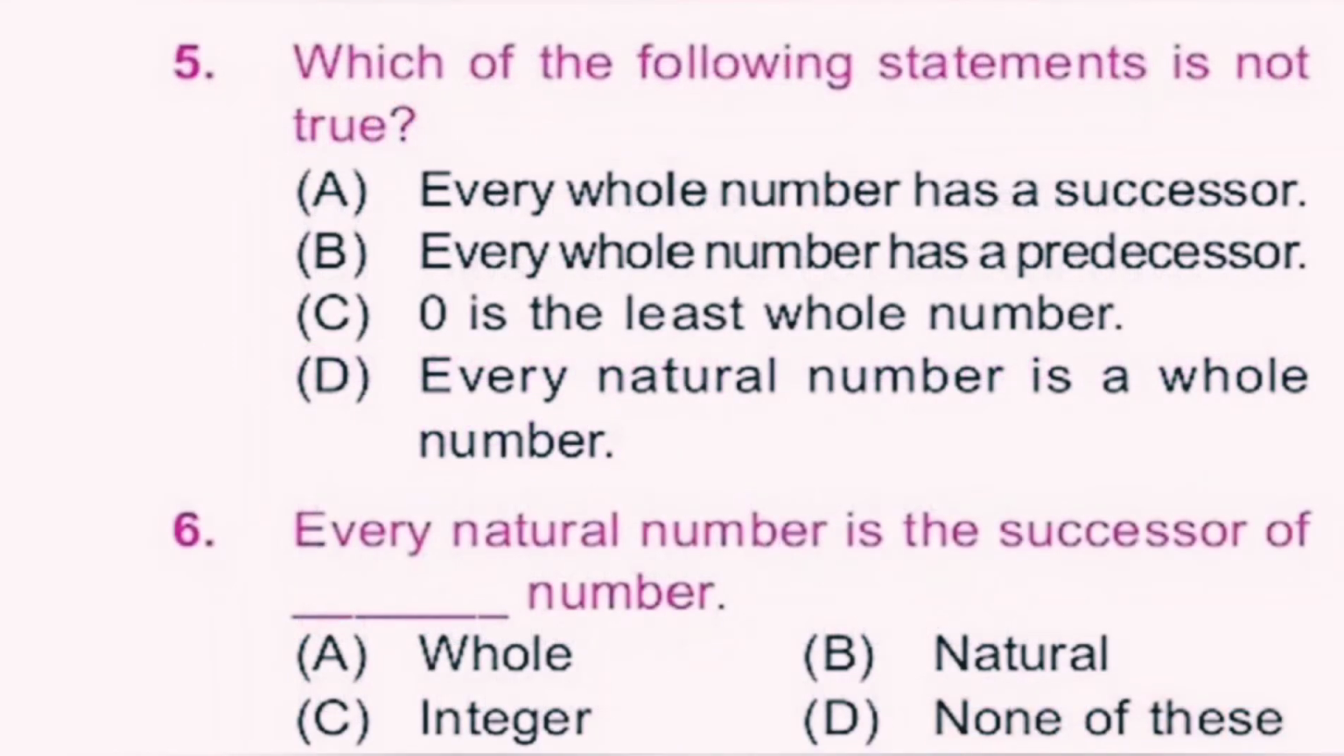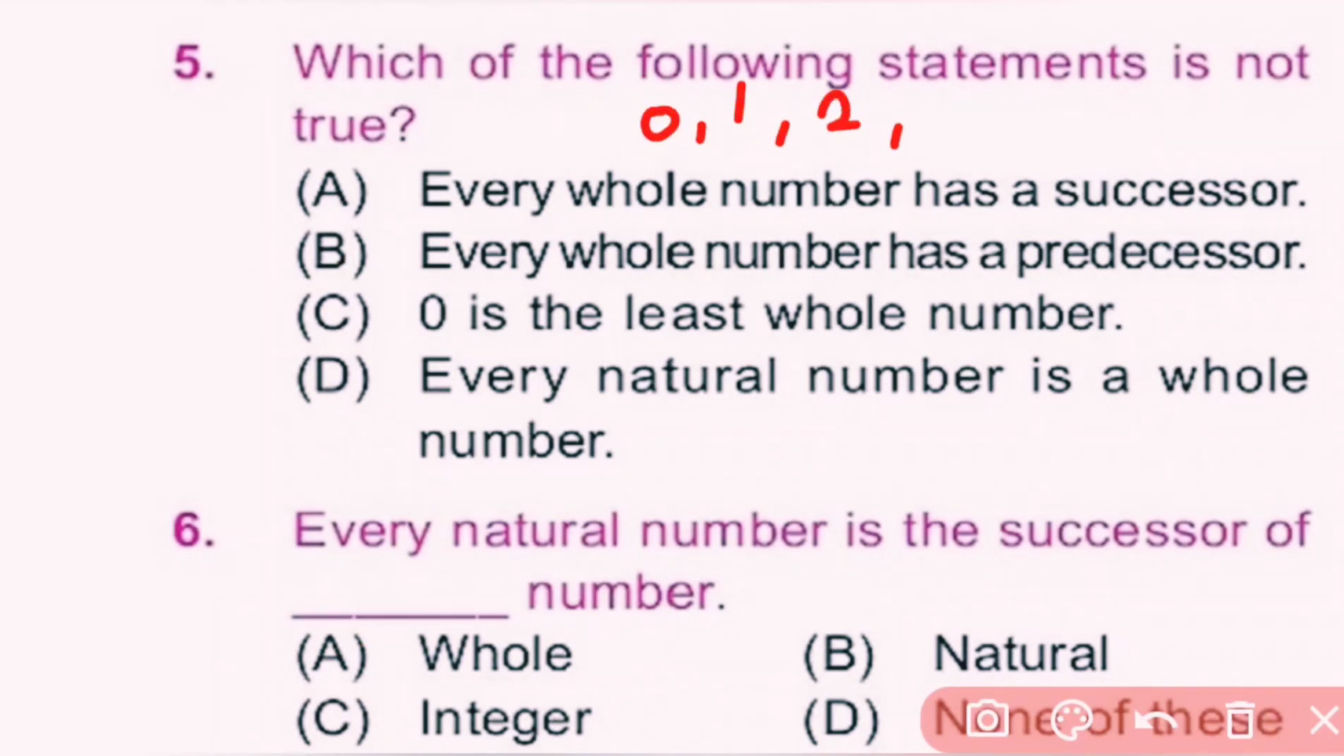Question number 5. Which of the following statements is not true? Option A. Every whole number has a successor. Whole numbers are 0, 1, 2, 3, 4, 5 and so on. Every whole number has a successor. 0's successor is 1, 1's successor is 2, 2's successor is 3 and so on. So statement A is true.